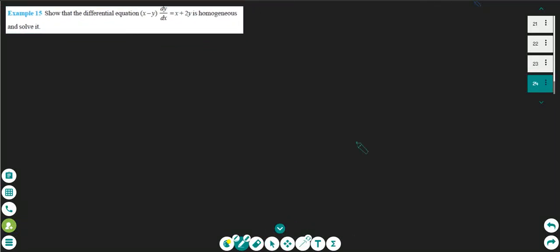Okay, so we are going to prove that this differential equation is a homogeneous function, and we have to solve it. How we do this is, first we write down the given differential equation: x minus y times dy by dx equal to x plus 2y.